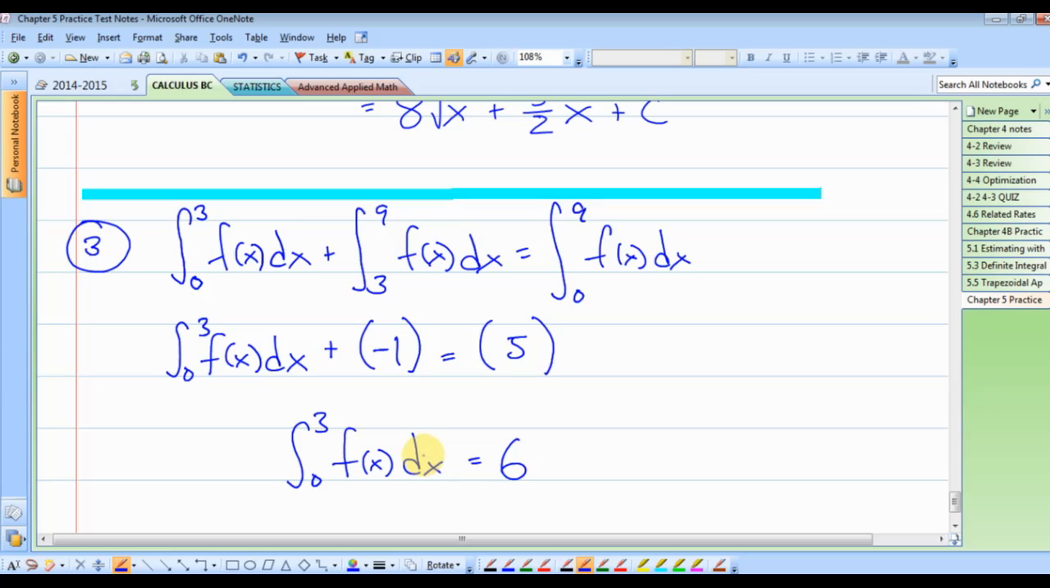That's barely a calculus problem, right? You just have to make sure you get the numbers in order: 0 to 3, 3 to 9, 0 to 9.